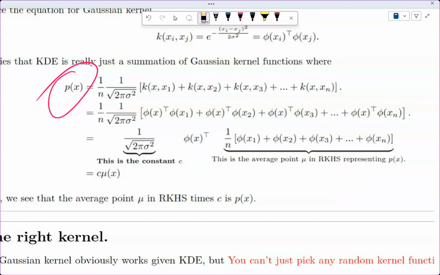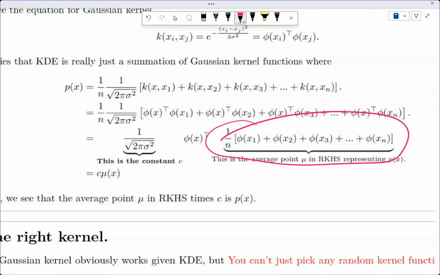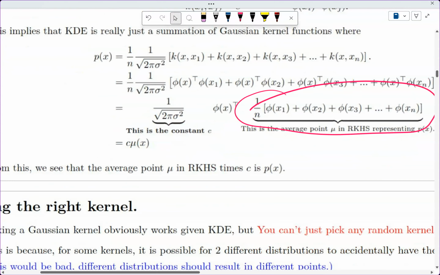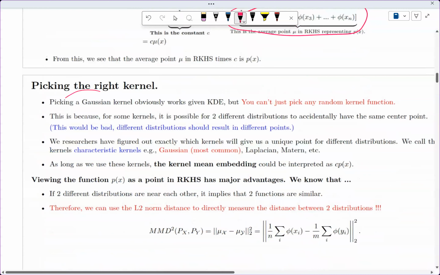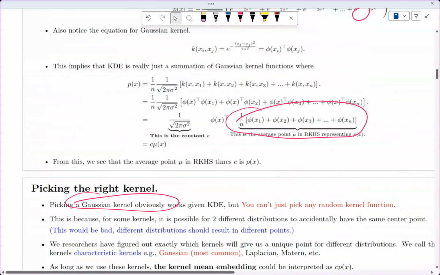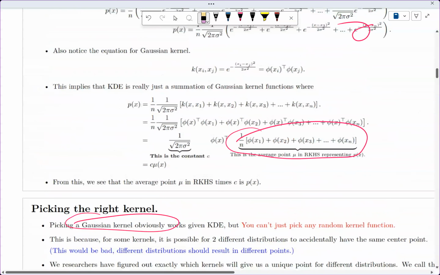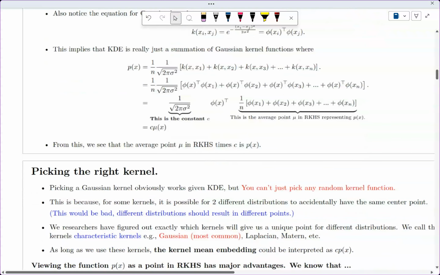So this is how you can understand why p of x, the average point, can be treated as a probability distribution. Okay. Now, picking the Gaussian kernel, which is what we did in this example, you can see that this will obviously work. It will work like with KDE because that's how KDE does it.